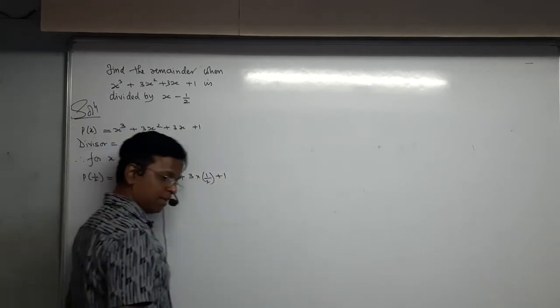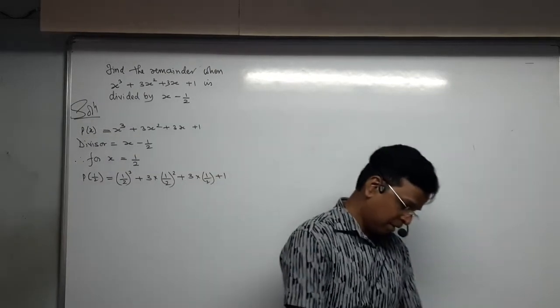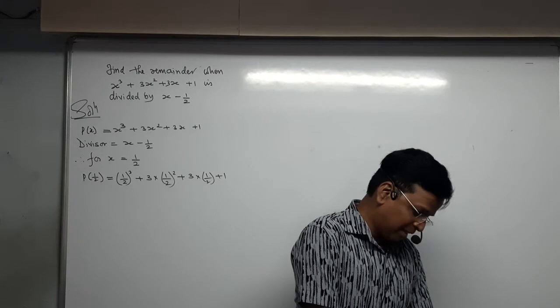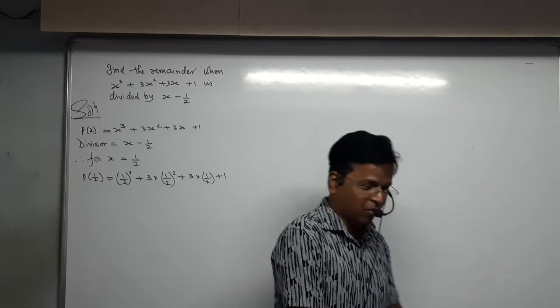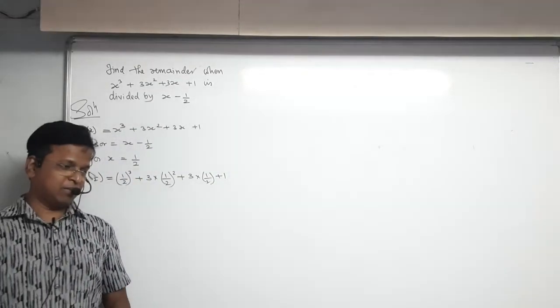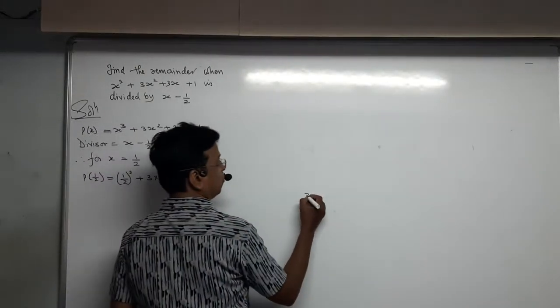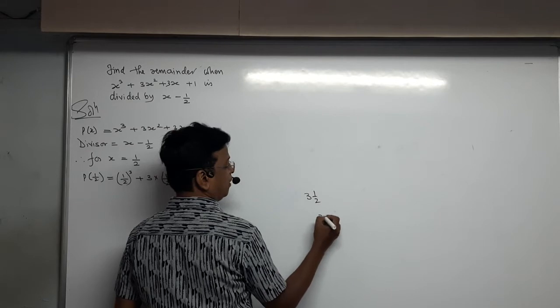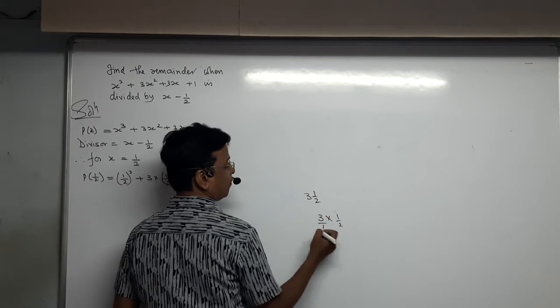Where did you get the 7 from? 3 into 1 upon 2 and 3 into 1 upon 2 whole are different things.